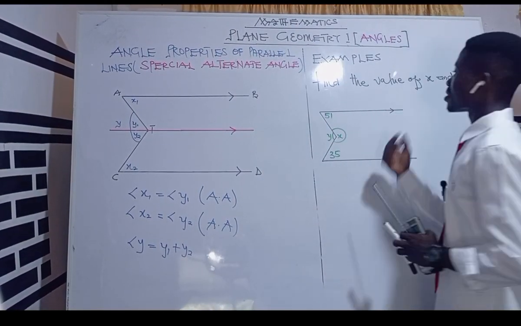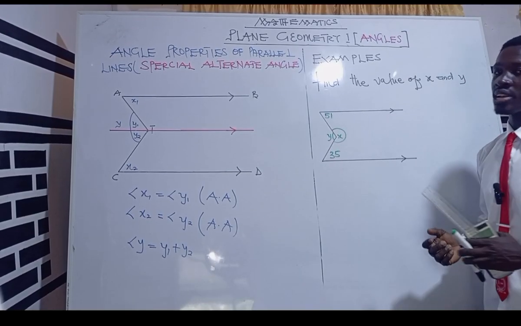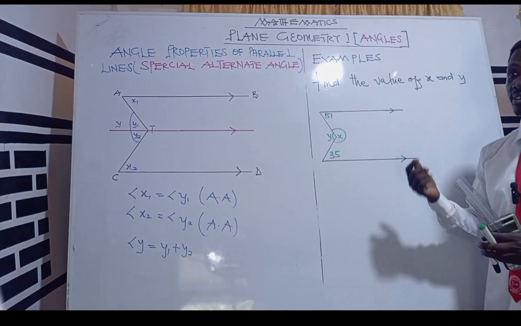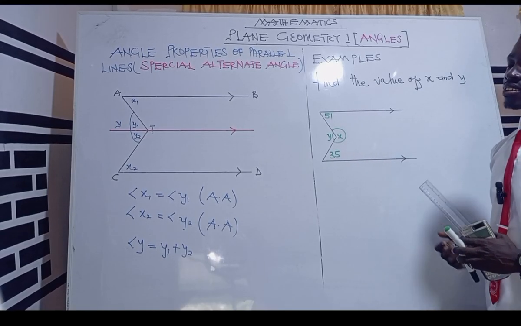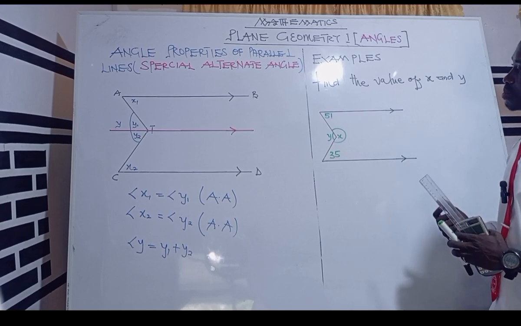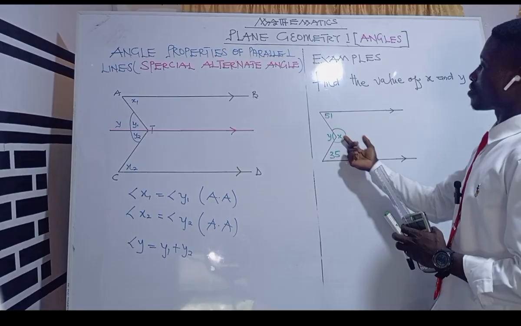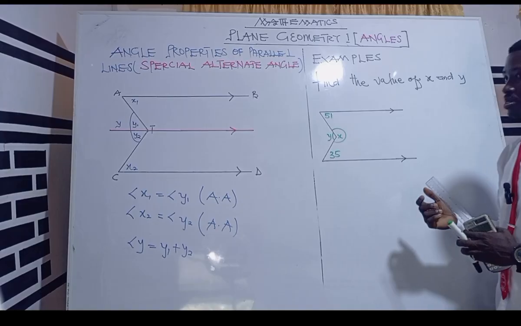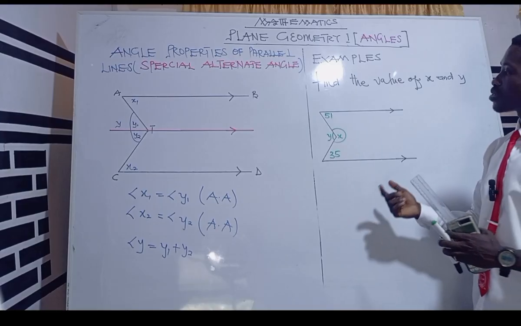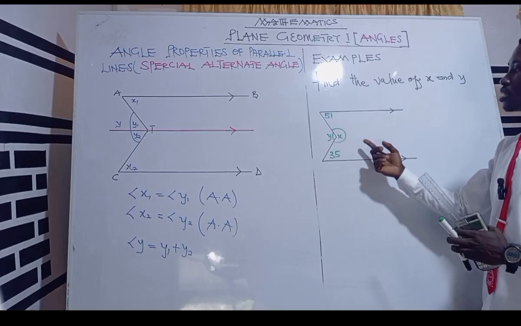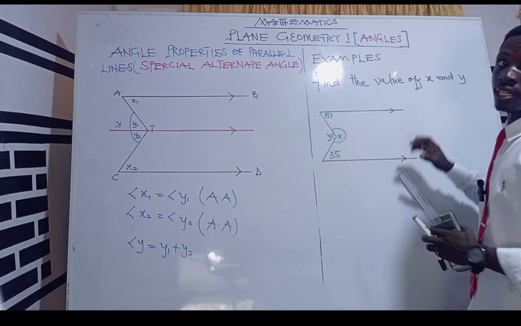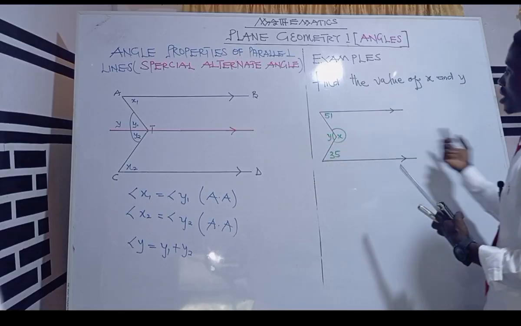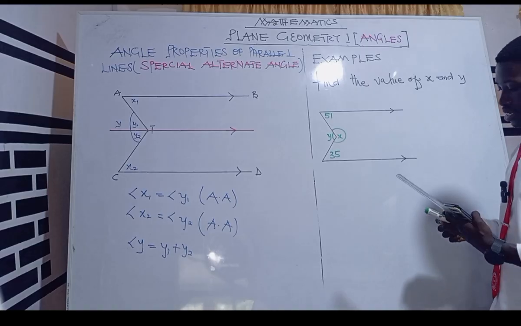So let's consider this example. We have to find the values of x and y in the diagram. Now considering this diagram, you realize that before we can find the values of x and y, we have to apply the special alternate angle concept. And in doing that, we have to draw an additional straight line in the middle of these two power lines. Okay, so this is what we are going to do. We are going to draw an additional power line in between these power lines.